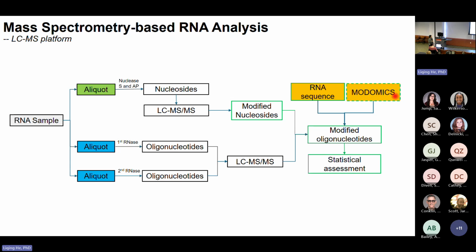Also, if we can find a modified sequence in the Modomics database, we can use this modified sequence as a database for fixed modification identification, and then map this modified oligonucleotide back to the sequence. So today, my topic is focused on two levels. One is the nucleoside level, and the other is the oligonucleotide level, with the methods developed in our lab.